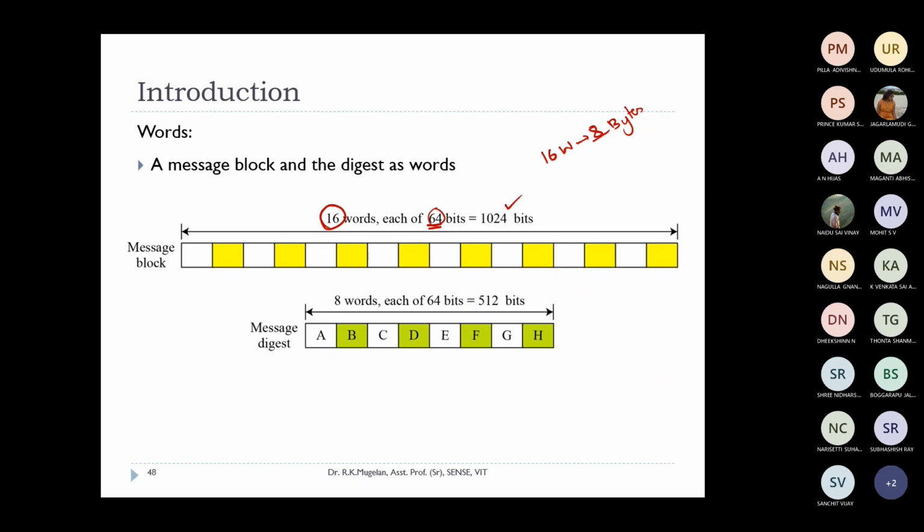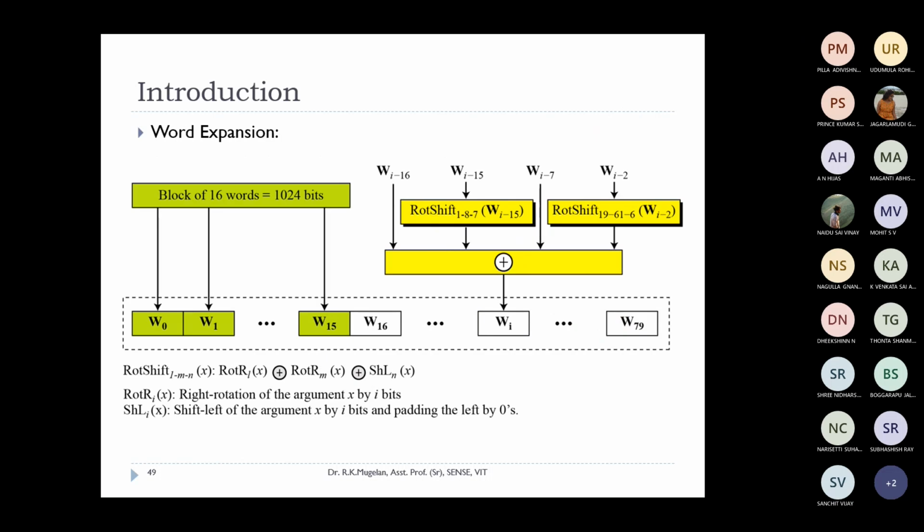Right. Similarly, the message digest which we're going to get as output will be made up of 8 words, each word made up of again 64 bits, giving me 512 bits as my output. Both your message digest as well as your seed value are going to be made up of 8 words in this case. Right. So now we move on to the word expansion process.